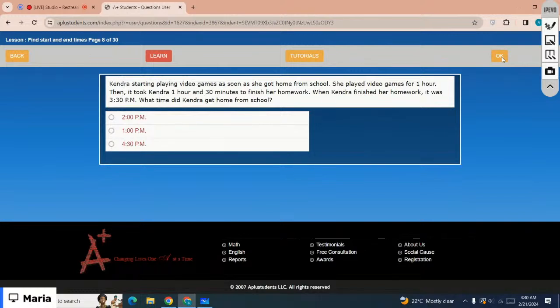Kendra started playing video games as soon as she got home from school. She played video games for 1 hour. Then it took Kendra 1 hour and 30 minutes to finish her homework. When Kendra finished her homework, it was 3:30 p.m. What time did Kendra get home from school? Which is the correct option?